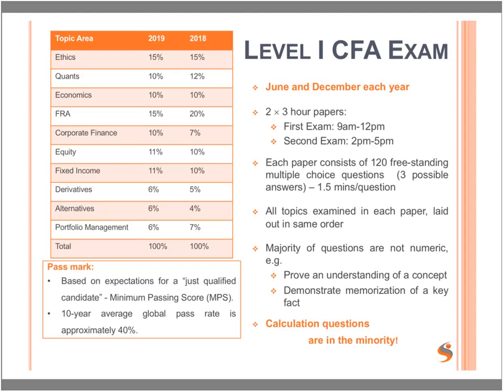So in terms of the exam itself, it's in June and December each year, as I mentioned. We can see some changes here in terms of the topic area weightings in the level 1 exam, changes since 2018. You can see ethics is the same at 15%. FRA has gone from 20% down to 15%, which is good news, I suppose, for people who are less confident in financial reporting and analysis. Quants has gone down slightly from 12 to 10%. Economics has remained 10%.